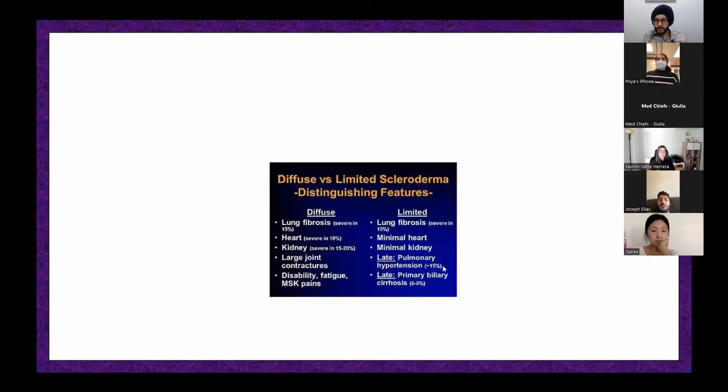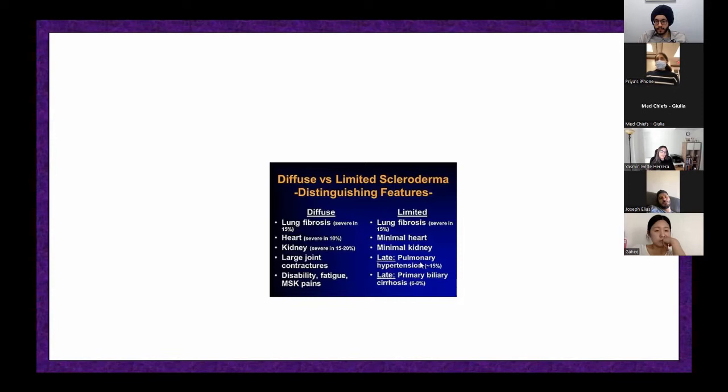So this is just a brief comparison slide again, whereas diffuse has lung fibrosis, which can be severe in 15% of patients. So does limited disease. Don't be fooled that limited disease only involves distal extremities in terms of skin involvement. It does still have the potential to cause scleroderma lung disease. The heart is more commonly involved with diffuse disease. The kidneys are also more commonly involved in diffuse disease. Joint contractures are more common with diffuse disease with friction rubs. And this disability, fatigue, pains goes along with the joint issues.